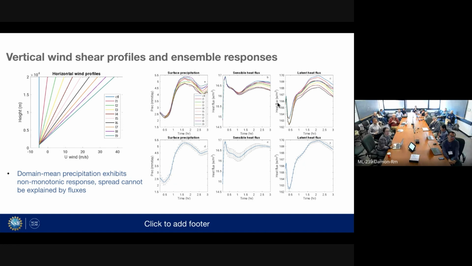And if we look at the surface sensible and latent heat flux, we can also observe a very similar pattern in which the sensible and latent heat flux is minimum at the L6 case. That is at a moderate vertical wind shear case. So based on this result, we can see that there is a non-monotonic behavior of the convective response to the imposed vertical wind shear.